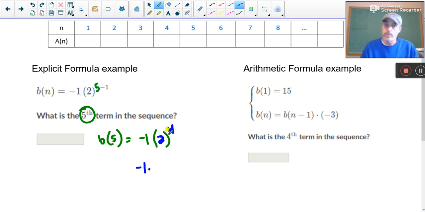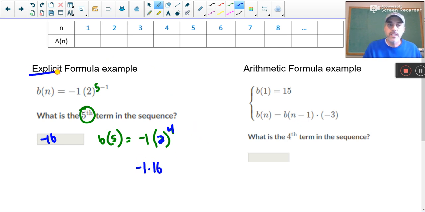Again, I'm using GEMDAS order of operations. 2 to the 4th power is it 16? It is. 2 to the 4th power is 16. So I just used my calculator to get this, and then -1 times 16 keeps me in order of operations. Exponents come before multiply, and I know -1 times 16 is -16. So that's the fifth term of the sequence.